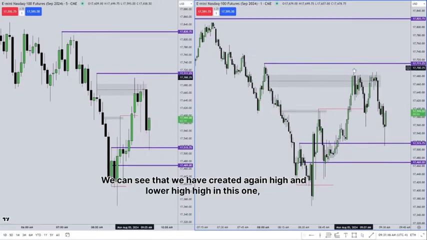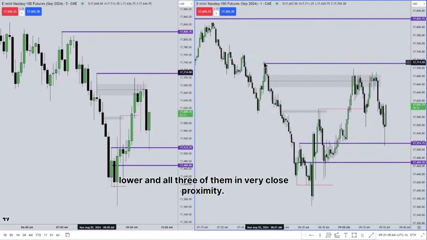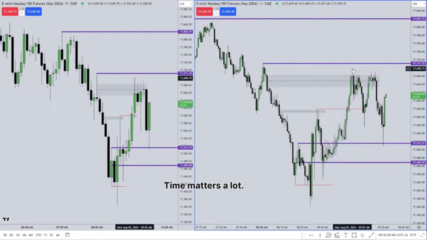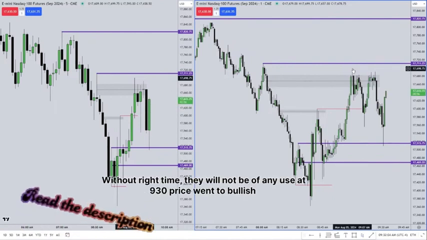We can see that we have created a high, a lower high, and this one lower, and all 3 of them in very close proximity. Does this make them high probability? Yes, because price made them before 9:30. Time matters a lot. I cannot insist enough. Without the right time, they will not be of any use.